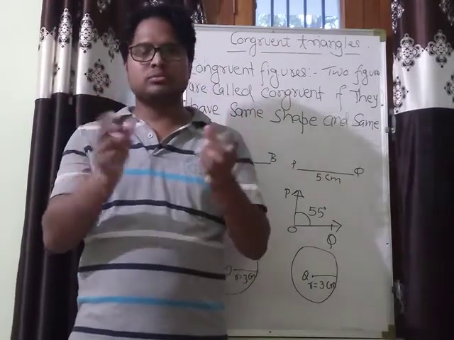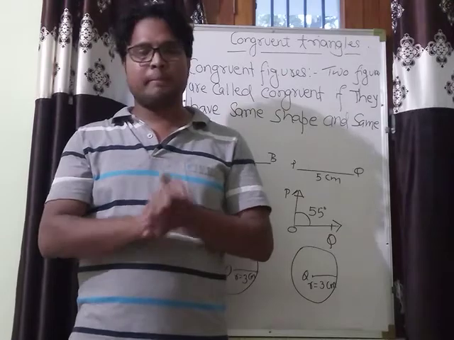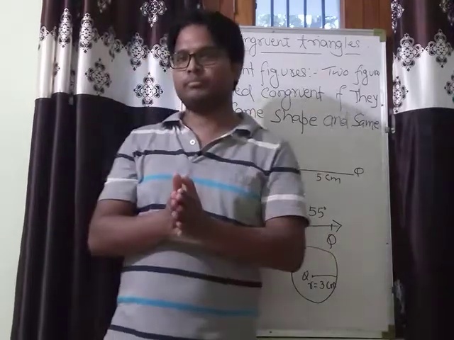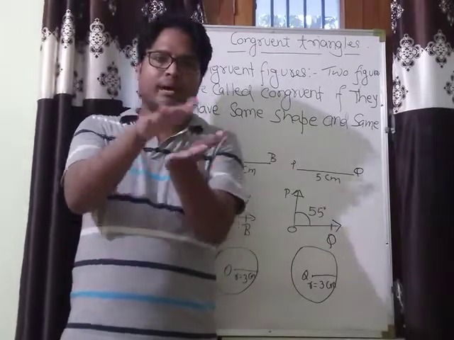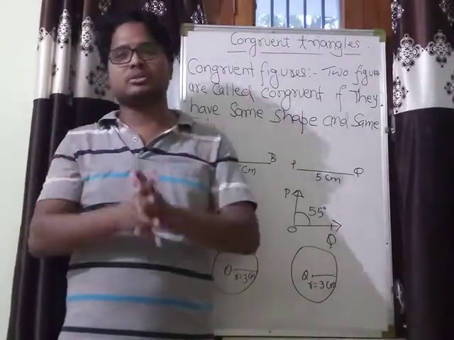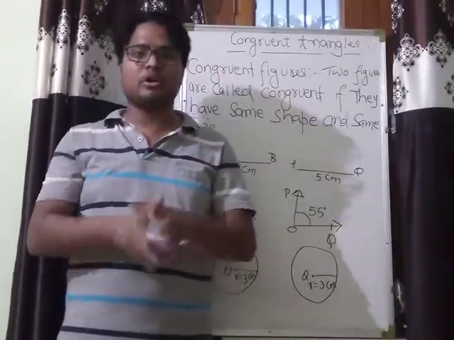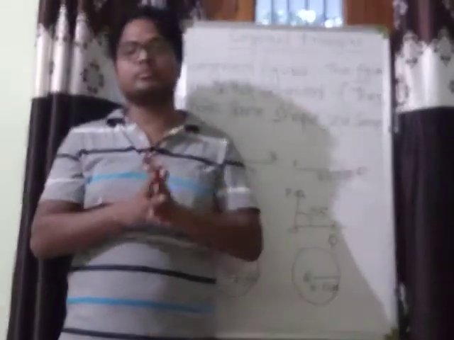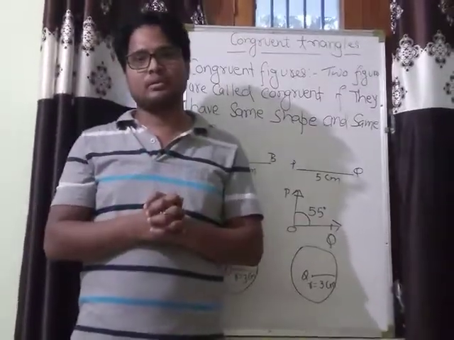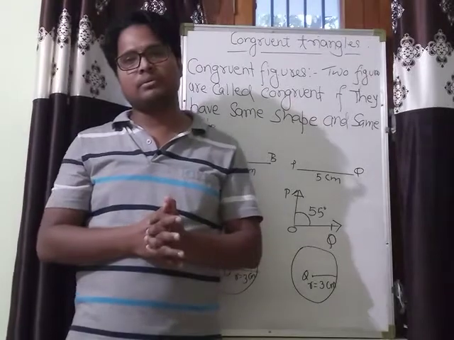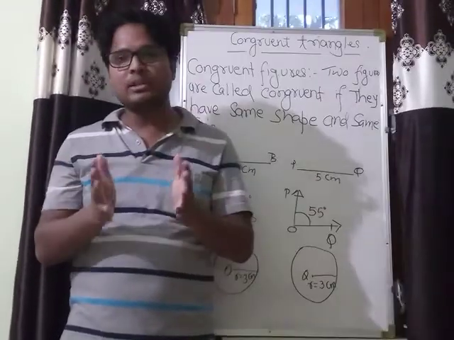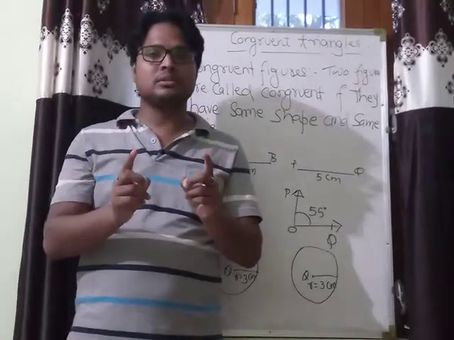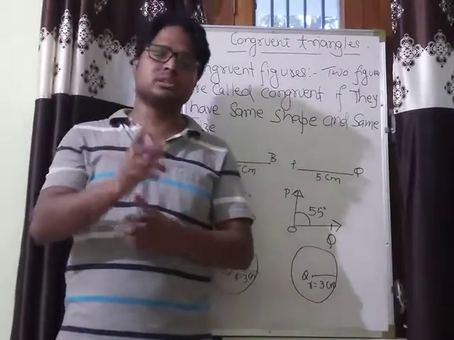Any two pages of the same copy, when they overlap each other, completely cover each other, because their length and their breadth both are the same. That is also an example of congruent figures. So what are congruent figures? The figures which satisfy two conditions.